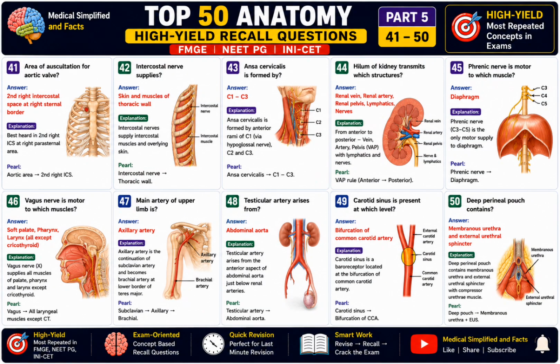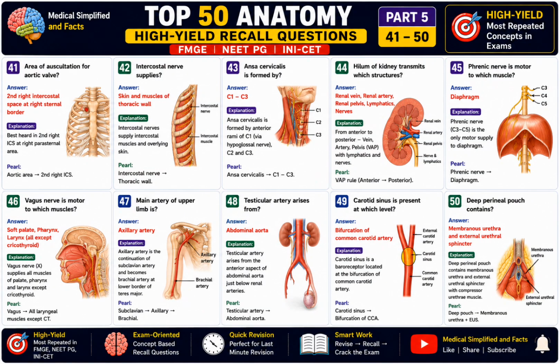Pearl. Ansa cervicalis to C1 to C3. Question 44. Hilum of kidney transmits which structures? Answer. Renal vein, renal artery, renal pelvis, lymphatics, nerves. Pearl, VAP rule. Anterior to posterior. Vein, artery, pelvis with lymphatics and nerves. Question 45. Phrenic nerve is motor to which muscle? Answer. Diaphragm. Phrenic nerve, C3 to C5, is its only motor supply. Pearl. Phrenic nerve to diaphragm.